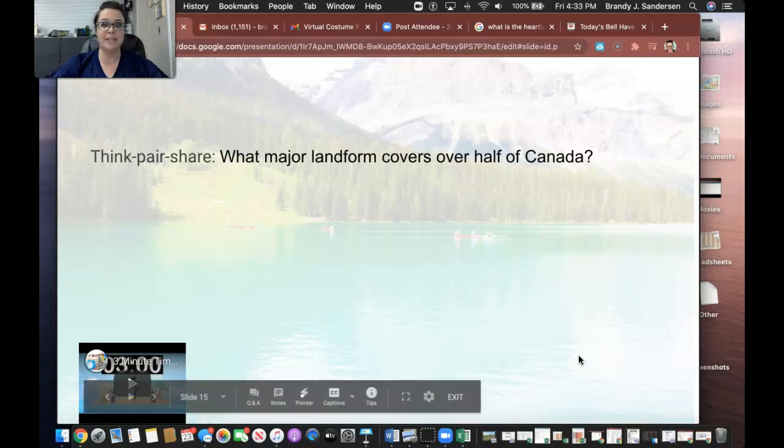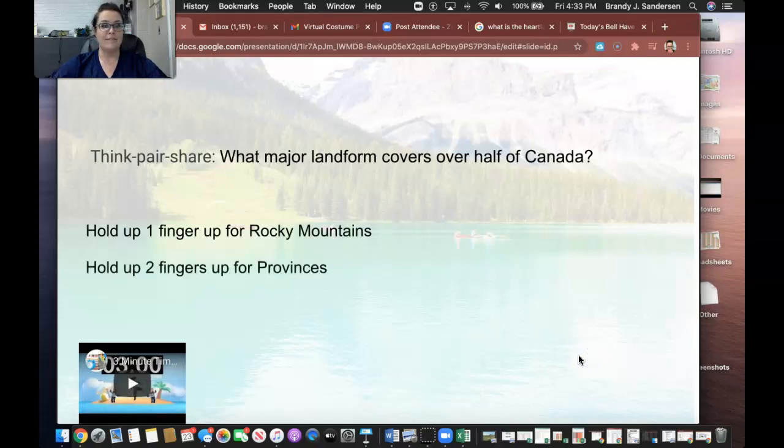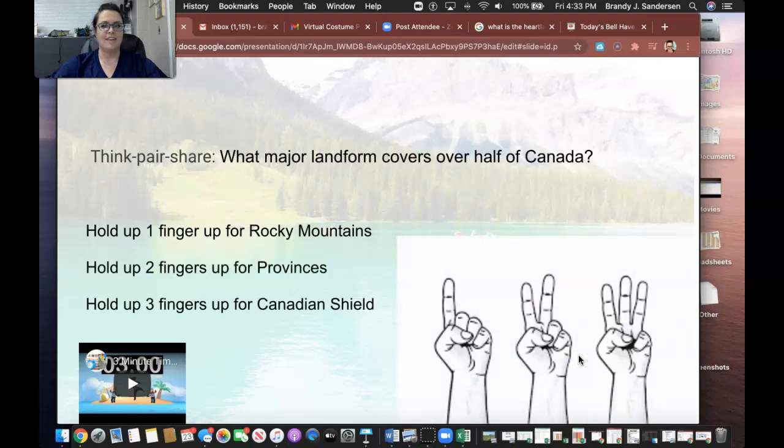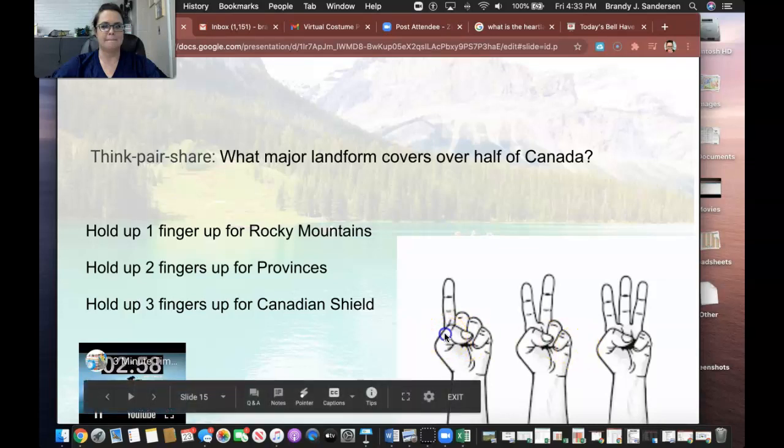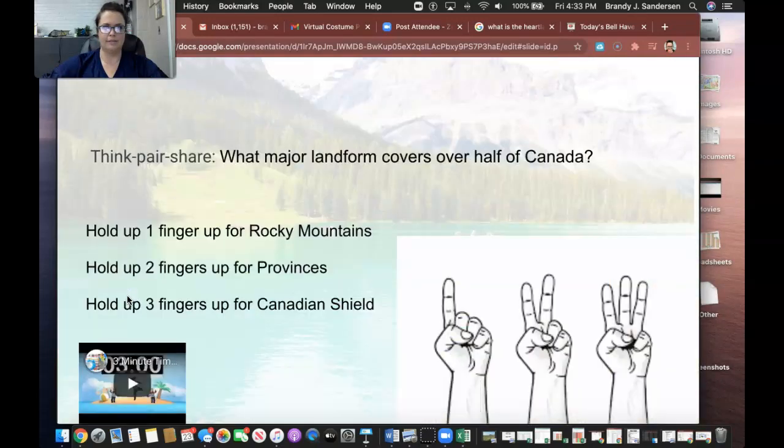Okay, so what major landform covers half of Canada? Was it the Rocky Mountains? Was it the provinces? Or was it the Canadian Shield? Okay, so I hope you said that it was the Canadian Shield. Remember, the Canadian Shield covered almost the entire top of the eastern part of Canada.